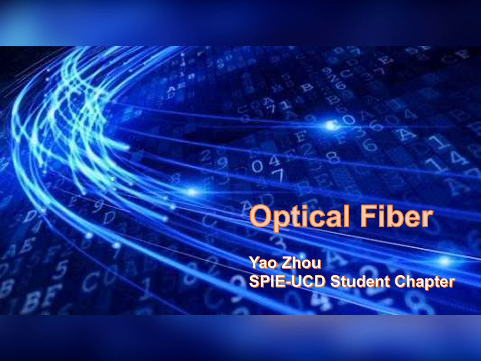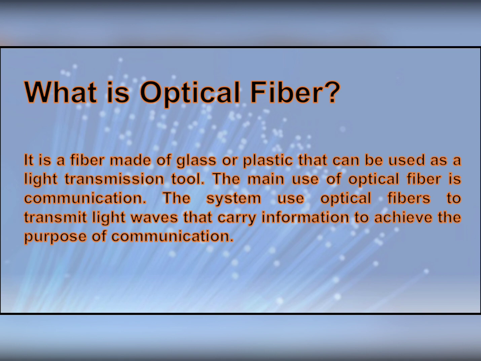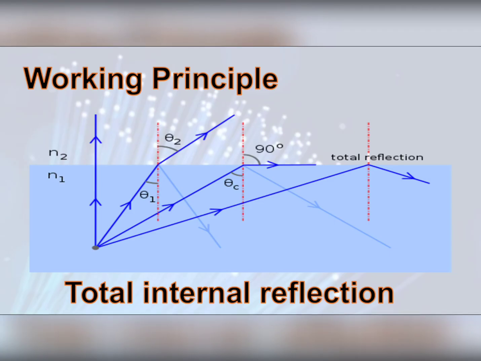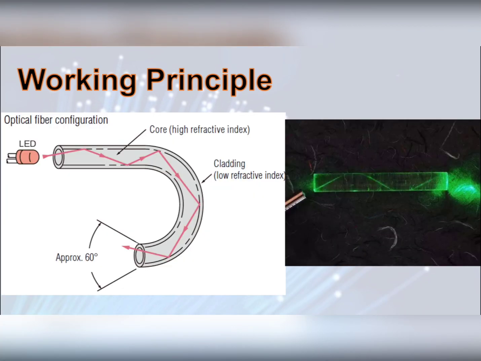Today I'm going to introduce a little about optical fiber. First of all, what is optical fiber? The optical fiber is a fiber made of glass or plastic that can be used as a light transmission tool. The system uses optical fiber to transmit light waves, and the light waves can carry information to achieve the purpose of communication. The principle of the optical fiber is total internal reflection. So the light can bounce inside the optical fibers to achieve light transmission.